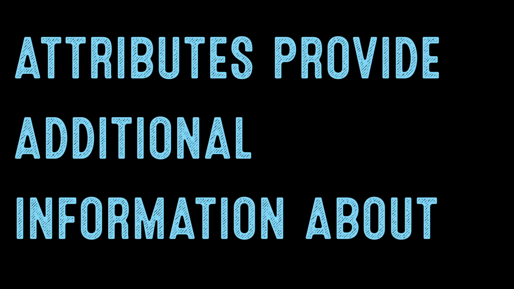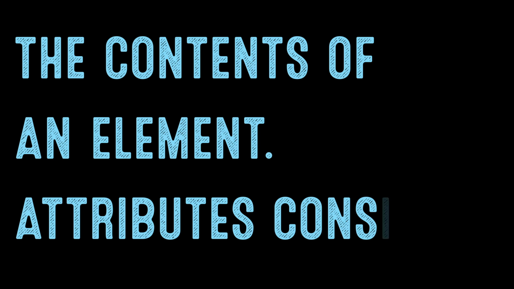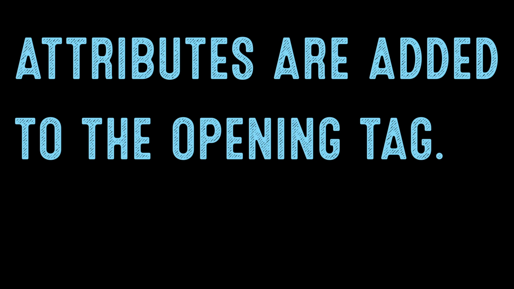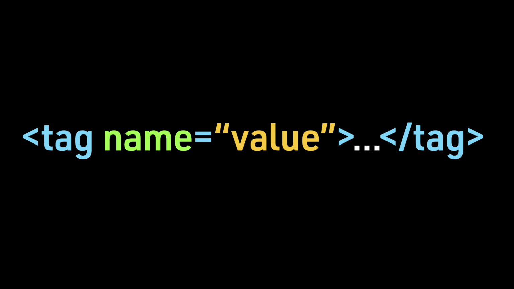Attributes provide additional information about the contents of an element. Attributes consist of a name and a value, separated by an equal sign. Attributes are added to the opening tag. In general, the name should be written in lowercase and the value should be in quotes.